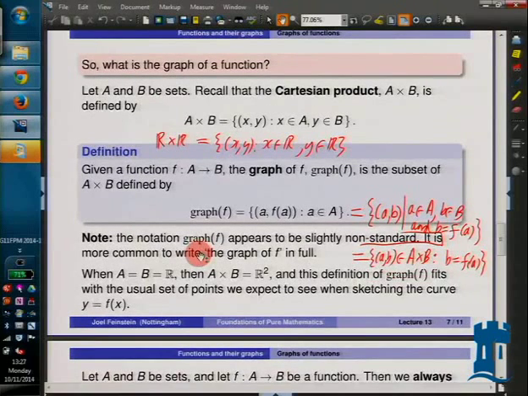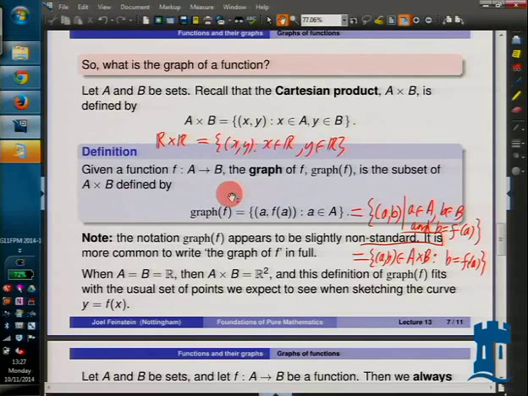Strangely enough, I haven't been able to find a standard notation for the graph of a function in the literature. Everybody says the graph of the function. So I thought graph of f would be an easy way to write it. I think some people use a capital gamma, but there doesn't seem to be anything standard that I can find in the literature.